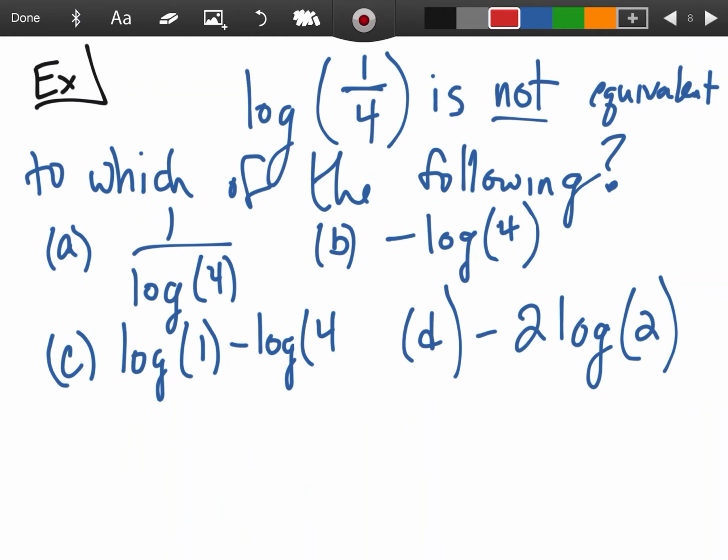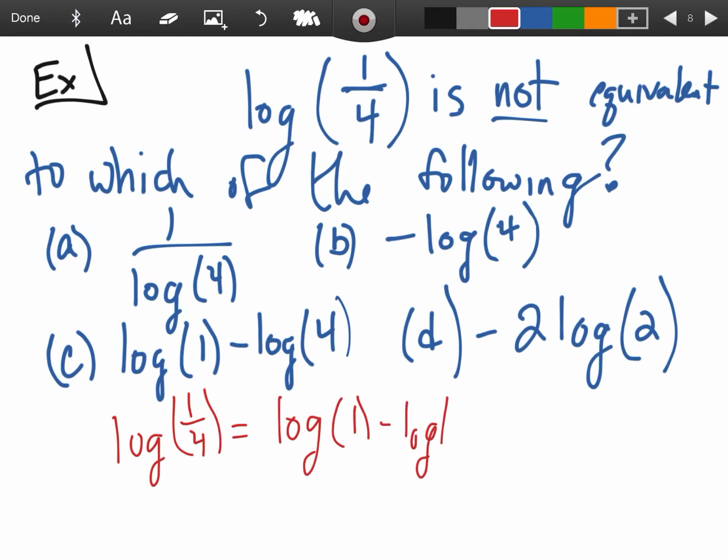And one more example, let's just do a quick multiple choice question. Log of 1/4 is not equivalent to which of the following? We've got a, 1 divided by log 4. We've got b, negative log 4, c, log 1 minus log 4, I forgot to end the parentheses there, and then d, negative 2 log of 2. Well, let's start with log of 1/4. If I start with log of 1/4, I could immediately write that as log of 1 minus log of 4. All right, so we know it's equivalent to c, so that's not our answer.